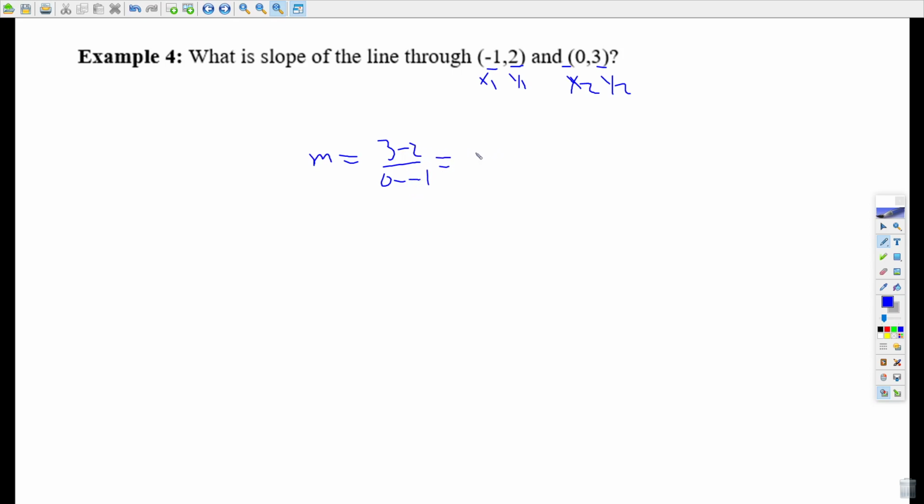So let's do the top first. 3 minus 2 is 1. The bottom is 0 minus negative 1, or 0 plus 1, which is 1. So the answer is 1 divided by 1, which is 1.